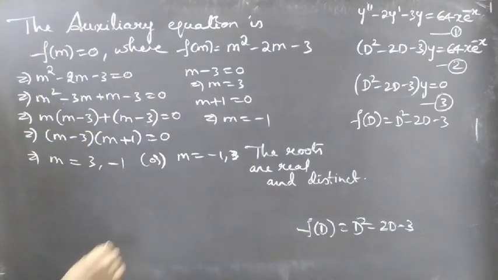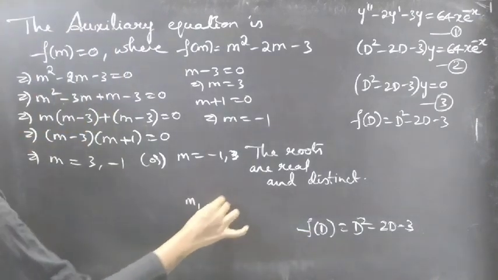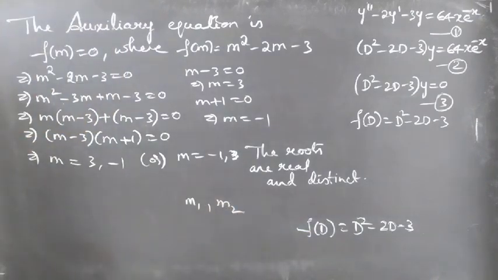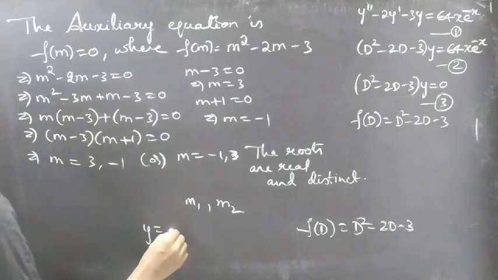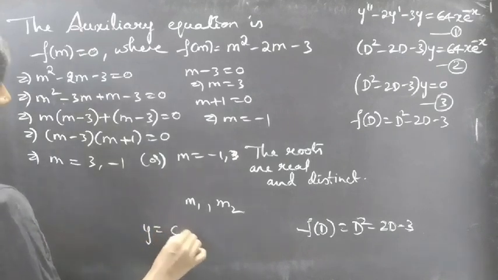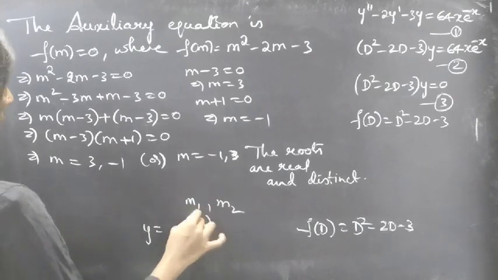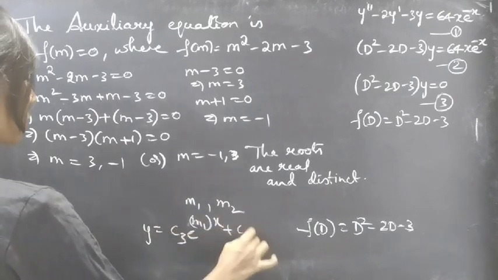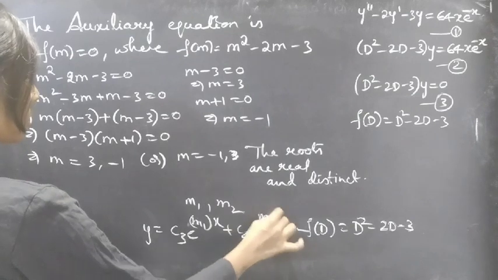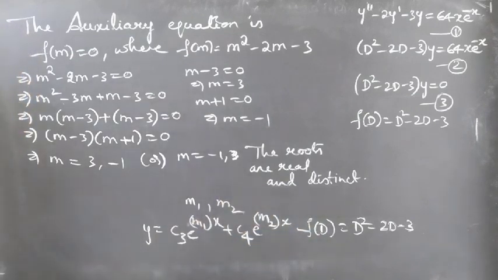We know that when two roots, say m1 and m2, are real and distinct, then the solution to the homogeneous equation looks like one constant into e power one root into x plus another constant into e power another root into x. Here we are taking C3, C4 instead of C1 and C2 because we want C1 and C2 to appear in the last general solution, right?